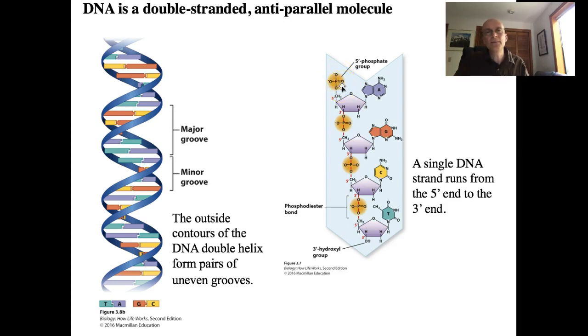You will later see that many of the other processes that occur in the cell that require DNA always go from 5' to 3', or sometimes from 3' to 5'. And so it's important for us to know how to distinguish which side we're talking about. That's the reason why you need to know what 5' versus 3' means.